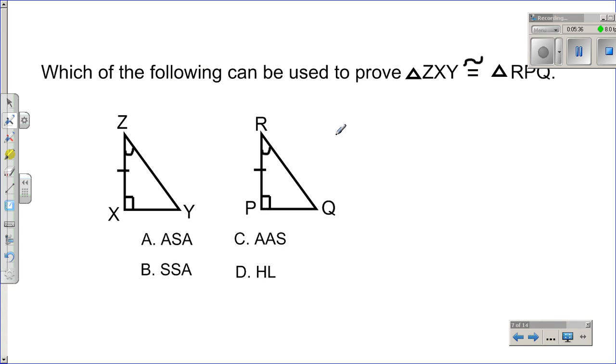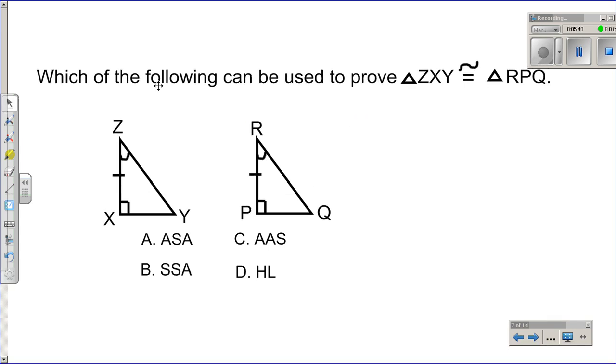All right, this says, which of the following can prove that ZXY is congruent to RPQ? Well, let's look at what we've got marked here. We have an angle, side, and an angle. Angle, side, angle. So these are pretty easy. They're marked for you. Angle, side, angle.